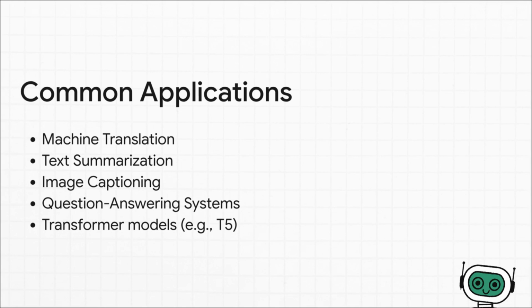And the applications are just everywhere. Machine translation and text summarization are the obvious ones, but it's also used in question answering and even for things like image captioning, where an image model acts as the encoder to understand a picture and a language model acts as the decoder to describe it in words. It really is a fundamental pattern in modern AI.